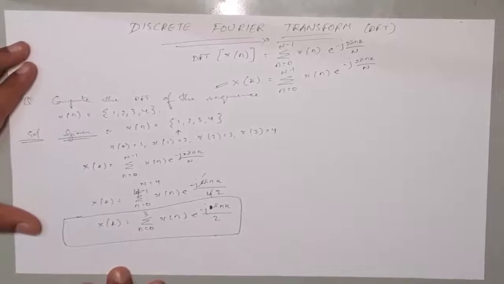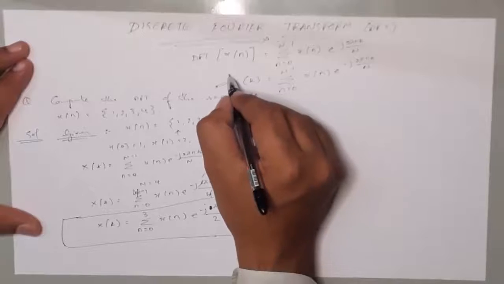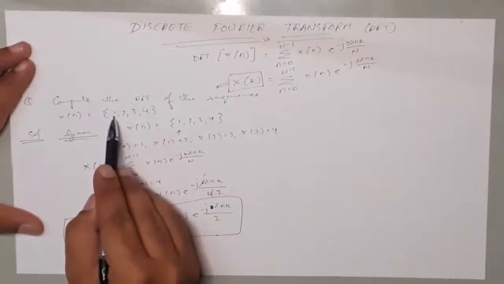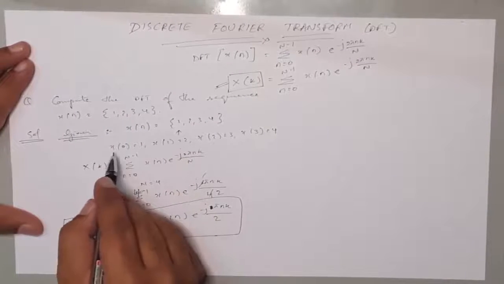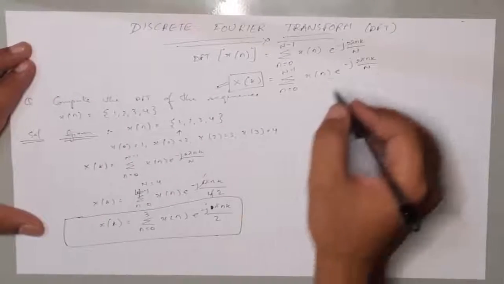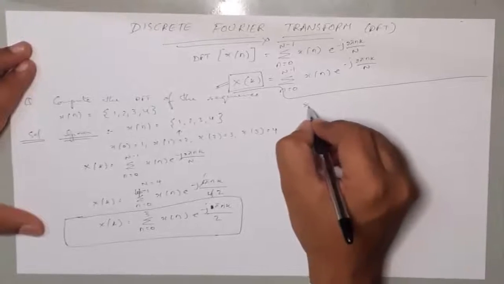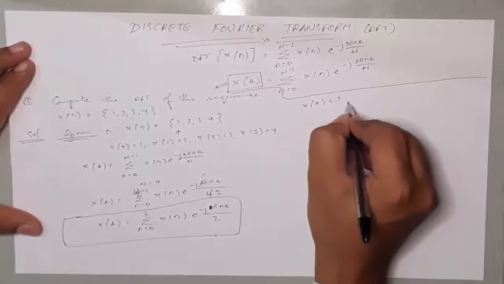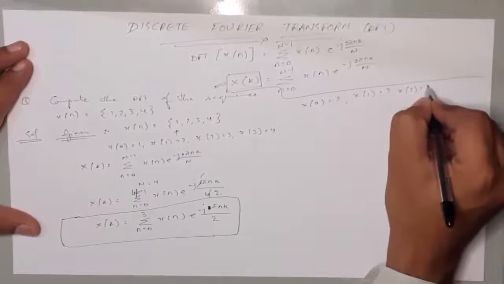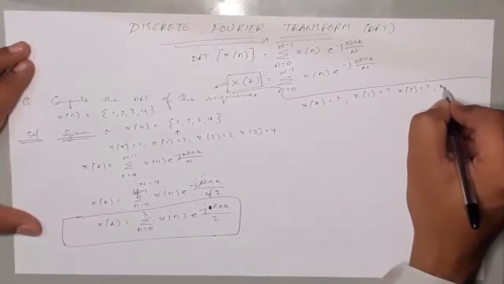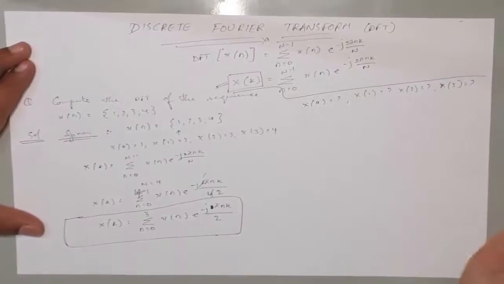Now here what we need to find is the discrete value, means we need to find the X of k. So X of k means how many number of values are there? 1, 2, 3, 4. So we should also have 4 values with respect to the same sequence, that is 0, 1, 2 and 3. So we need to find capital X of 0, question mark, capital X of 1, question mark, capital X of 2, question mark, and capital X of 3, question mark.